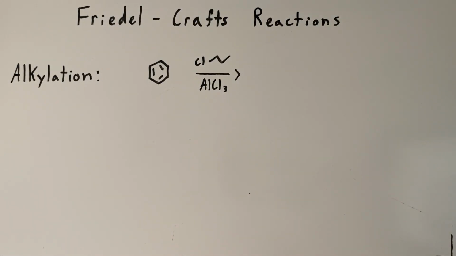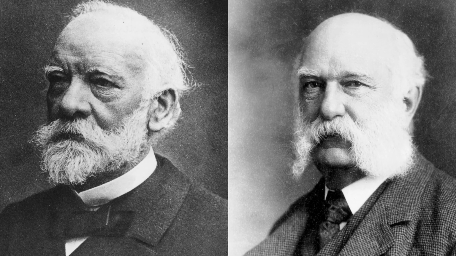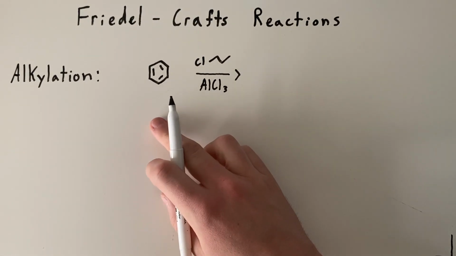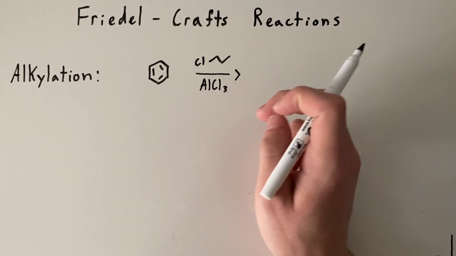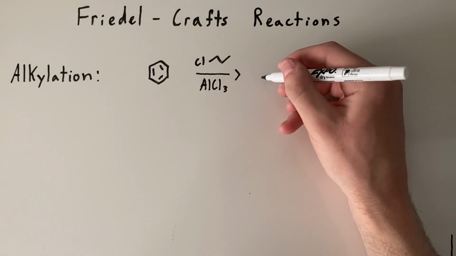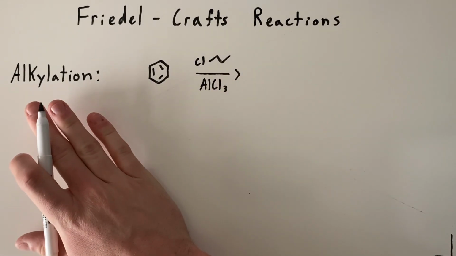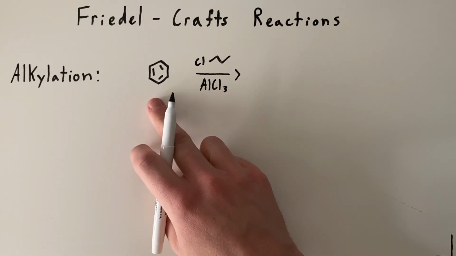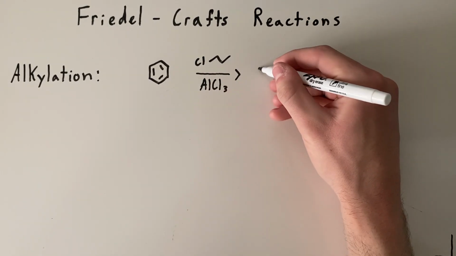Hi everyone, let's talk about the Friedel-Crafts reactions. So Friedel and Crafts were a pair of scientists who came up with a set of reactions which involve a benzene ring and an alkyl halide. So in the first reaction, the Friedel-Crafts alkylation, they started out with benzene and reacted a primary alkyl halide.